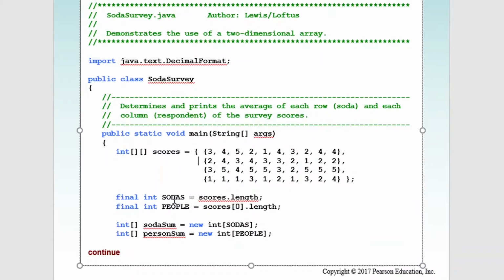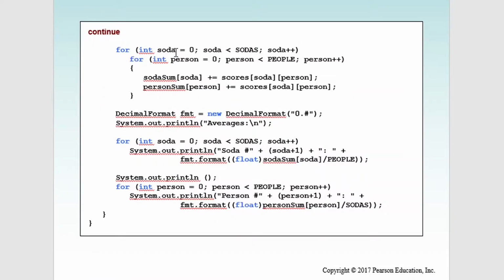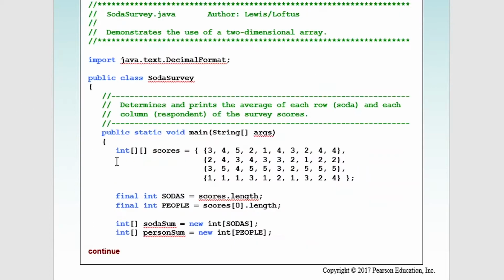Then they have a constant called sodas, which is the length of the first dimension. So this is going to be 4. And then they have a constant called people, which is going to be the length of the second dimension, which is going to be 10. And then they make 2 one-dimensional arrays for the sodas and for the people. Then they iterate through their list of sodas. And the list of sodas is being based off this variable here, sodas, which is essentially just the size of the outer array, which is 4.